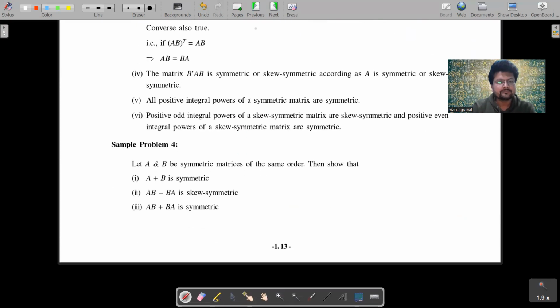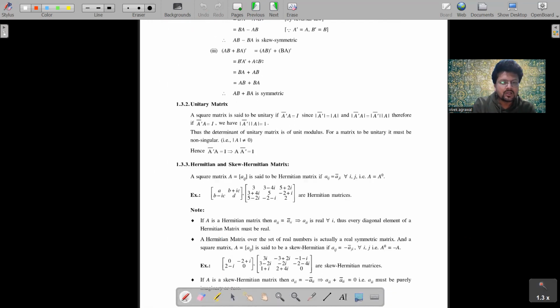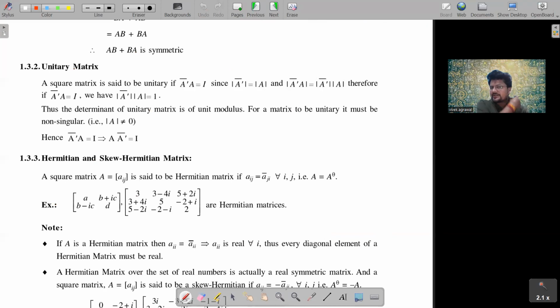Okay, now let's move to the unitary matrix. So what is a unitary matrix? It says a square matrix is said to be unitary if A bar dash into A is equal to I. What is A bar?